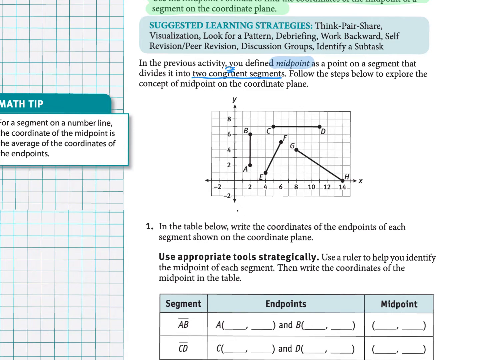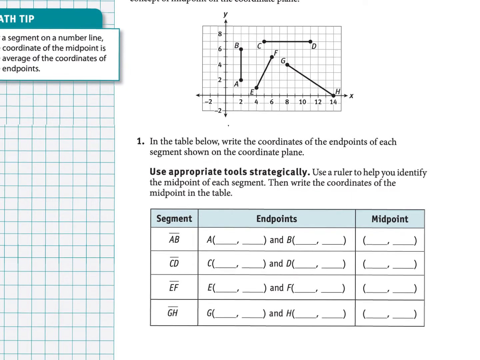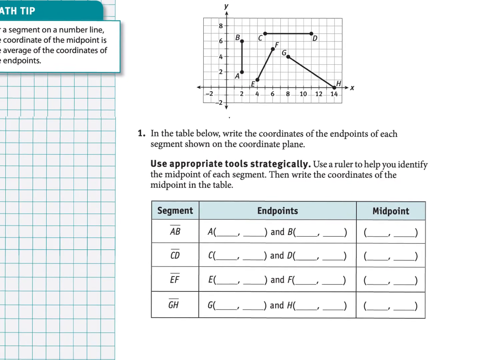We're going to follow the steps below to explore this idea of midpoint on the coordinate plane and derive the formula. So let's go ahead and look at this graph right here. In the table below, we're going to write the coordinates of the endpoints of each of these segments, and then we're going to use those to help us find the midpoint. I'm going to use a little color here as I go through each of them.